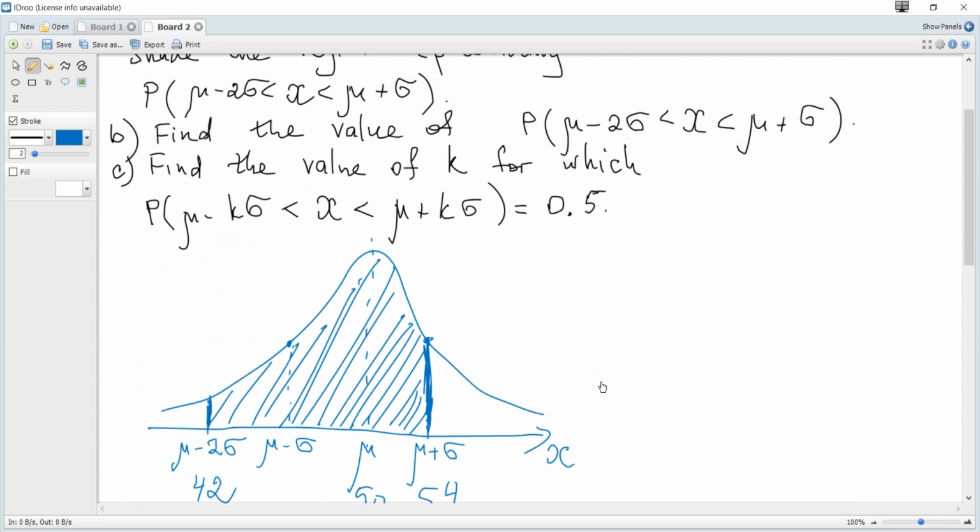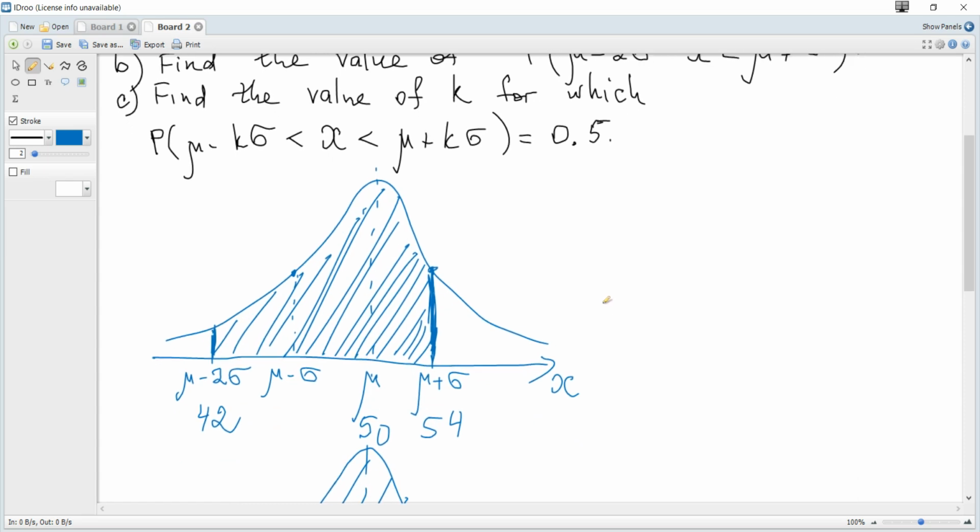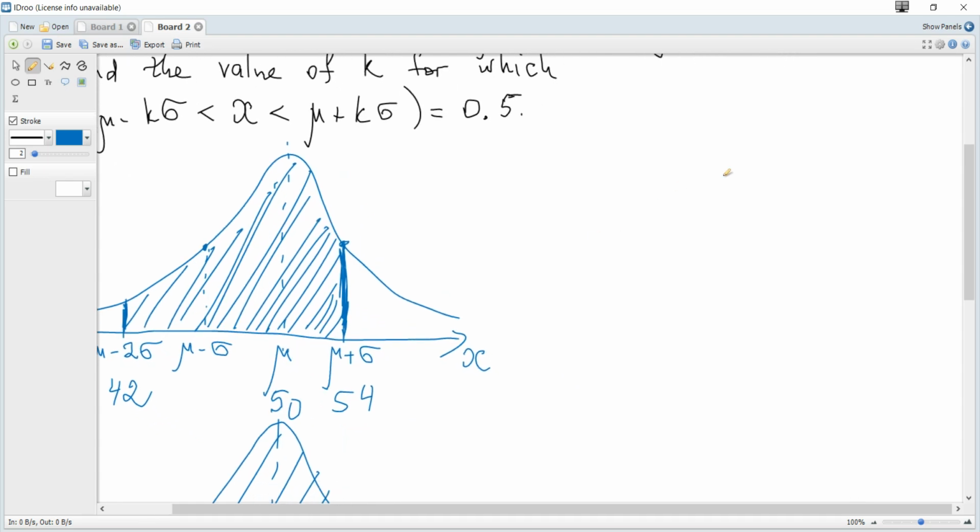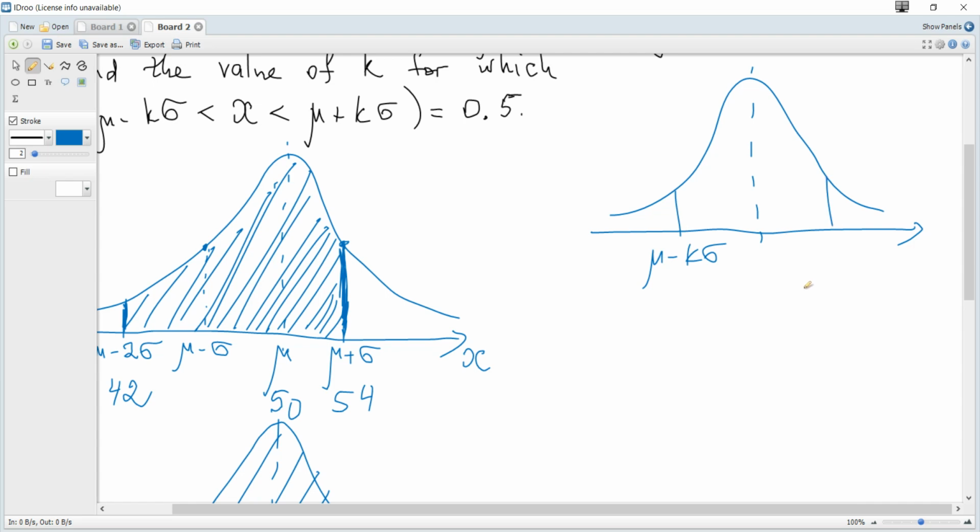The next, find the value of k for which the probability that x is greater than mu minus k sigma and less than mu plus k sigma is 0.5. So let's try to solve it using symmetry, because it's symmetrical. Mu minus k sigma and mu plus k sigma, and the area in between is 0.5. Hence this area plus this area is also in total 0.5. Hence this area is 0.25 and this area is also 0.25.